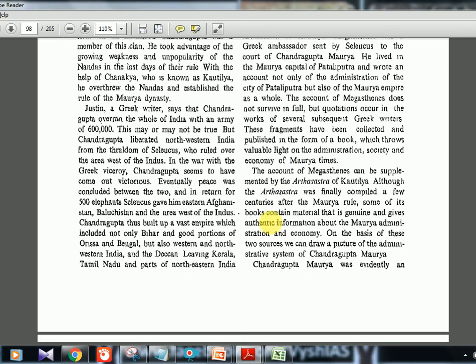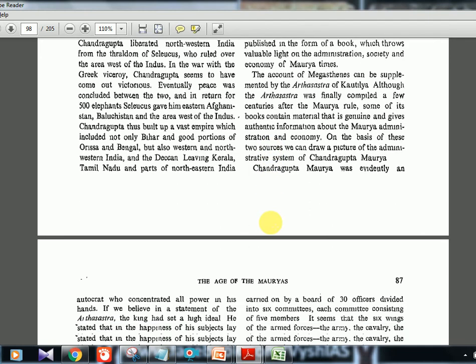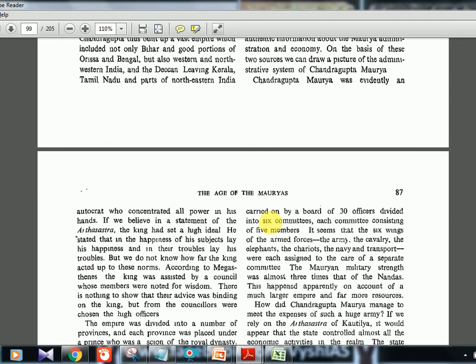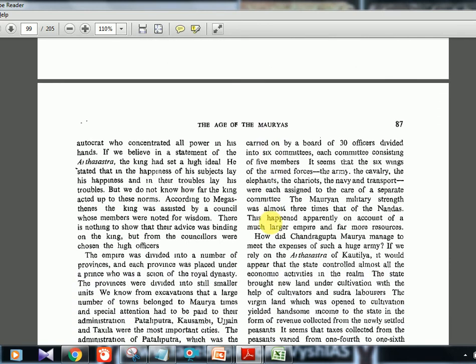The account of Megasthenes can be supplemented by the Arthashastra of Kautilya. Although the Arthashastra was finally completed a few centuries after the Mauryan rule, some of its books contain genuine material and give authentic information about the Mauryan administration and economy. On the basis of these two sources, we can draw a picture of the administrative system of Chandragupta Maurya. He was evidently an autocrat who concentrated all power in his hands.